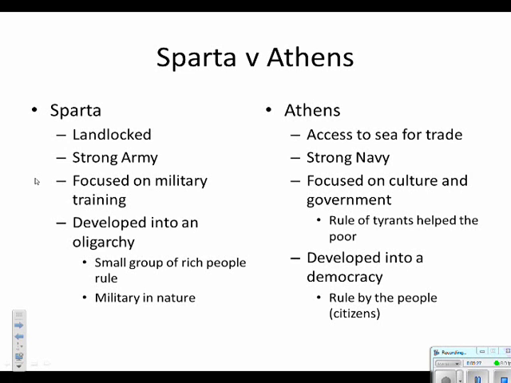In terms of government, Sparta has an oligarchy. Oligarchy, again from the last slide, is when you have a very small group of rich people ruling, and it's very militaristic in nature. Athens, on the other hand, develops a democracy. Again, ruled by the people, citizens, and we'll talk more about that in a few minutes. These are some very important things to know, the differences between these two, so please make sure you understand these before you take the test.